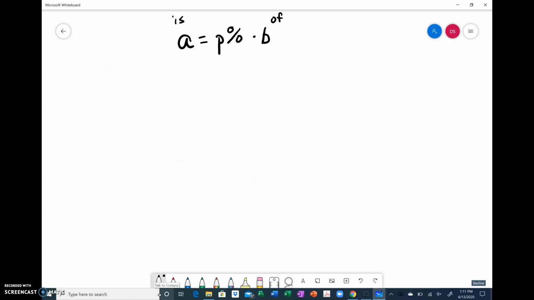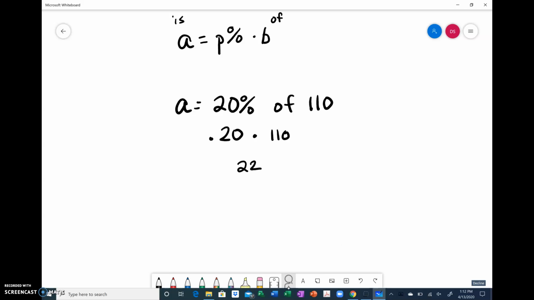All right. So number 1 says, what number is, so I'm solving for A, 20% of or times 110. That's B, okay? So I'm going to change 20% to a decimal. I'm going to multiply it to 110. Notice that I wrote down what I am going to put into my calculator so that the teacher sees I know how to solve this, okay? And I have my calculator here to the side. 0.2 times 110 equals 22. And that's what you should have gotten, okay?